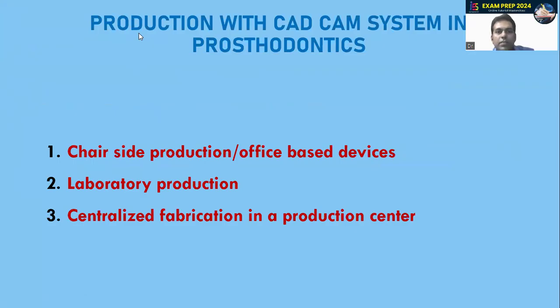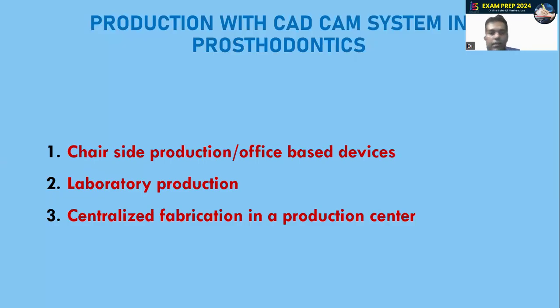Now, the next part is production with CAD CAM systems in prosthodontics. It is divided into three different parts. The first one is chair side production or office based devices. In this system, basically the instructions are given and the process is fabricated in the clinic setup or office setup only. The next setup is laboratory production.